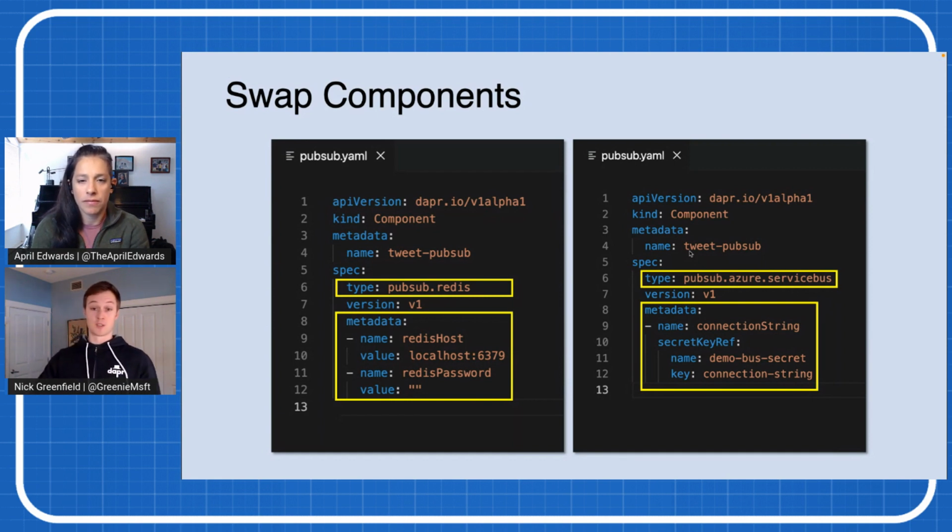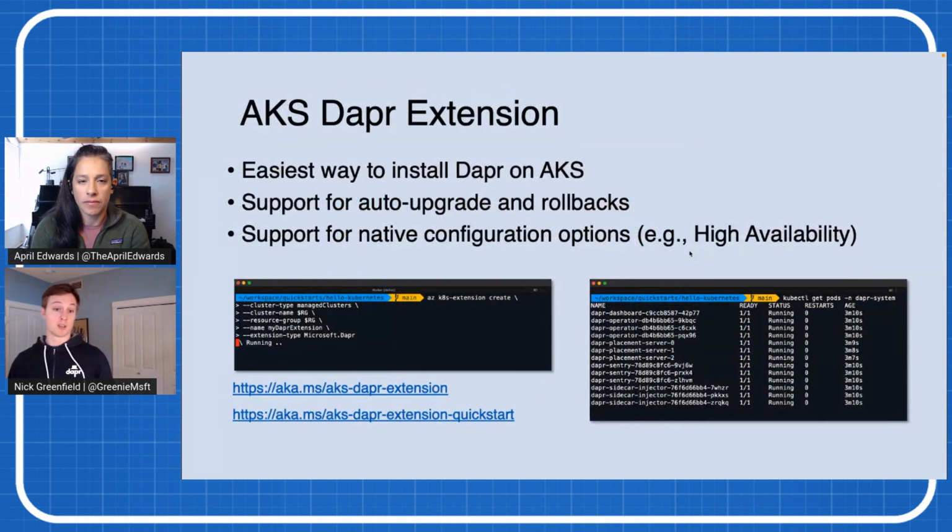So now that my app is ready for deployment, the last thing that I need to do is make sure Dapr is enabled and installed on my cluster. As of a month ago, AKS has released the Dapr extension, which is currently in public preview. You can go out and try this today. This extension allows you to install Dapr on your AKS cluster through a single CLI command, which you can see in this picture here. The nice thing about this extension is it really is the easiest way to install Dapr on AKS, and it has some nice features integrated into it. For one, you can opt into automatic upgrades and rollbacks of the Dapr runtime itself. So if that's something that you want to offload to the extension, you can.